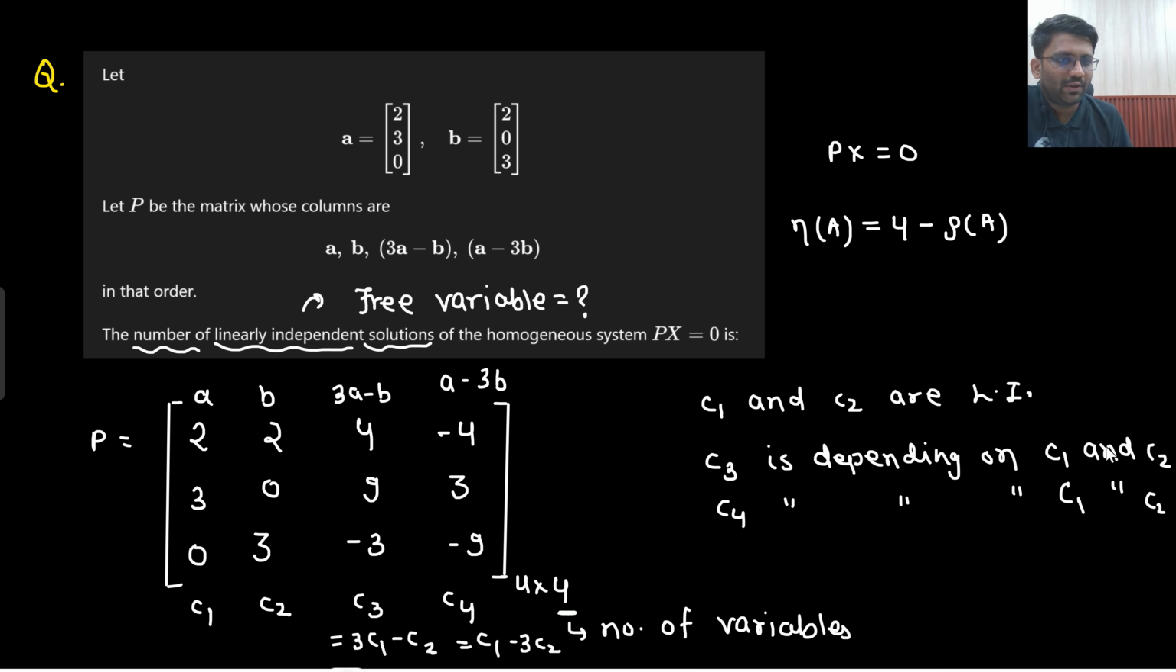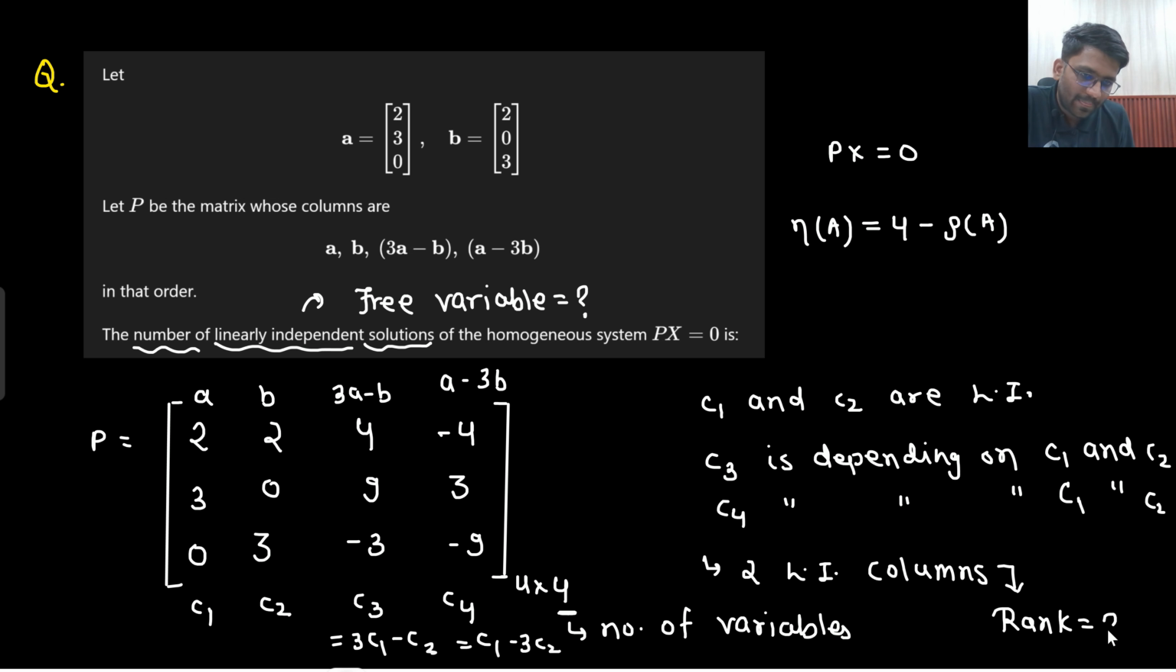So column 3 is also depending on column 1 and column 2, and column 4 is also depending on column 1 and column 2. So eventually C1 and C2 are linearly independent, and C3 and C4 are dependent on them. So how many linearly independent columns do you have? We have 2 linearly independent columns. That means that rank will be nothing but 2. There you go. 4 minus 2. What will be the answer? 2. This is the answer.